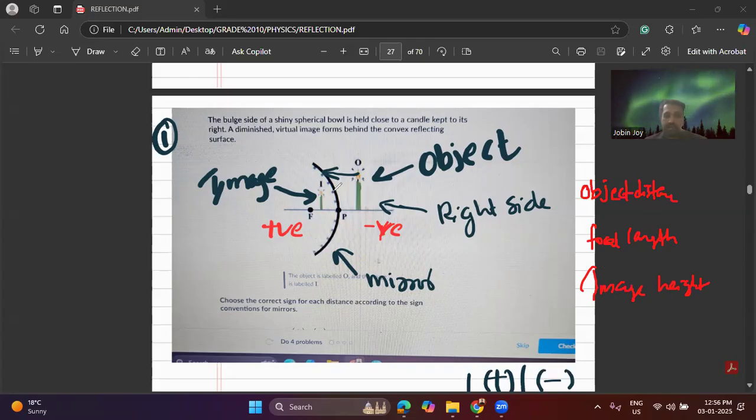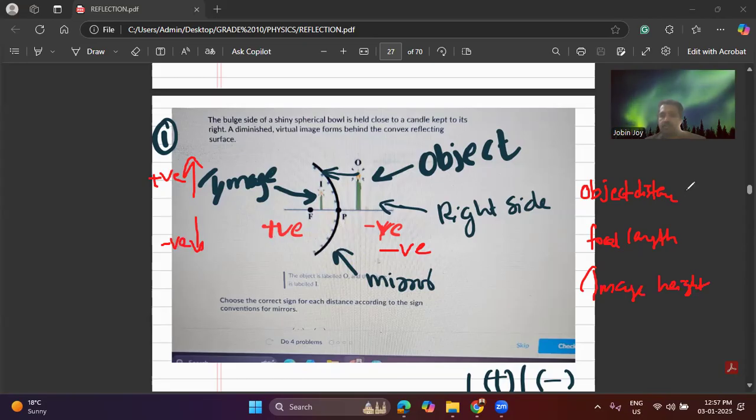Here, where is the object? The bulge side of a shiny spherical bowl is held close to a candle kept to its right. This is the candle and this is the object. A diminished virtual image forms behind the convex mirror. A convex mirror means the reflecting surface will be outside. If this is the reflecting surface, then this side will be negative and this side will be positive. Above the principal axis will be positive and below the principal axis will be negative.